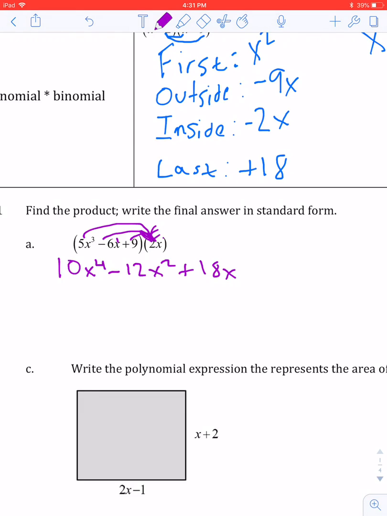I'm going to see if there's any combining I could do. There is not. All of the terms have different degrees, so there's nowhere for me to combine. My final answer is going to be 10x to the fourth minus 12x squared plus 18x.